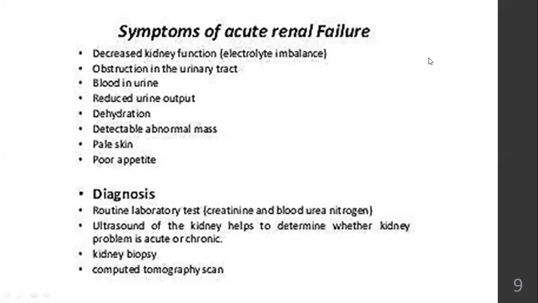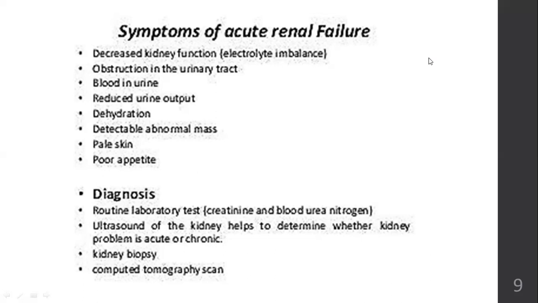Next is symptoms of acute renal failure: decreased kidney function, electrolyte imbalance, obstruction in the urinary tract, blood in urine, reduced urinary output, dehydration, detectable abnormal mass. When doctors do the palpation, they can find in men that the prostate gland is enlarged, or if there is any tumor, it can be palpated. There could be some tenderness as well wherever the obstruction is. Skin is pale, poor appetite.